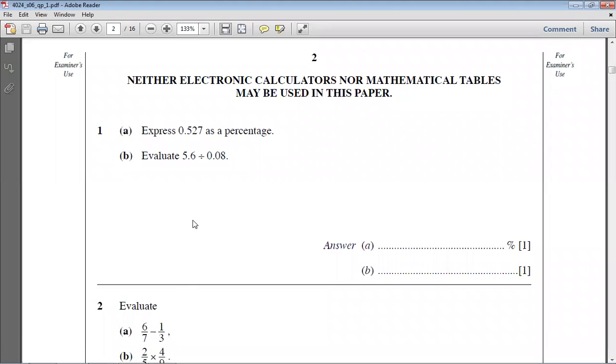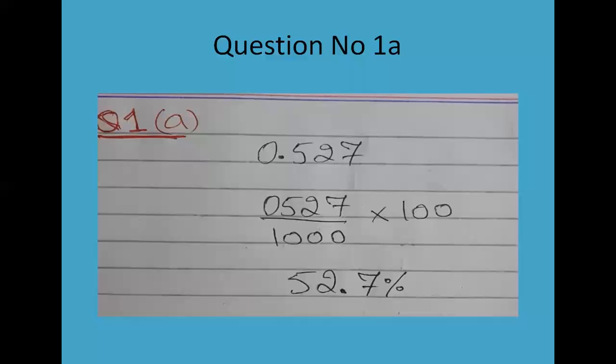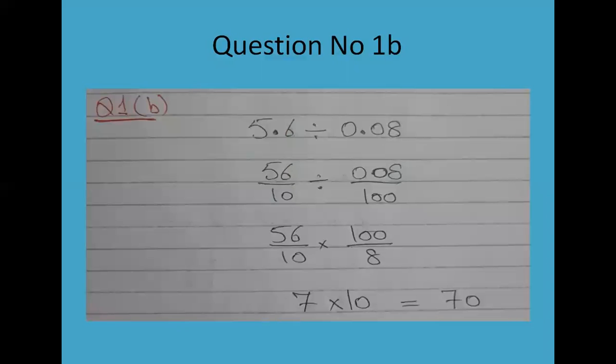Okay. The B part is, he says evaluate 5.6 divided 0.08. So let me show you. So 5.6 divided 0.08. So I will remove this decimal. I will have 56 by 10 divided. I will remove this decimal. I will have 8 divided by 100.